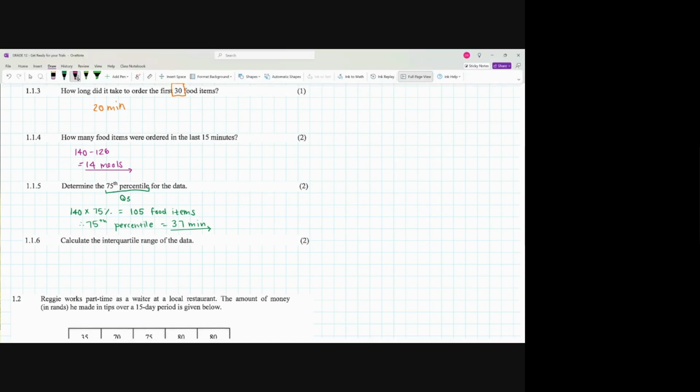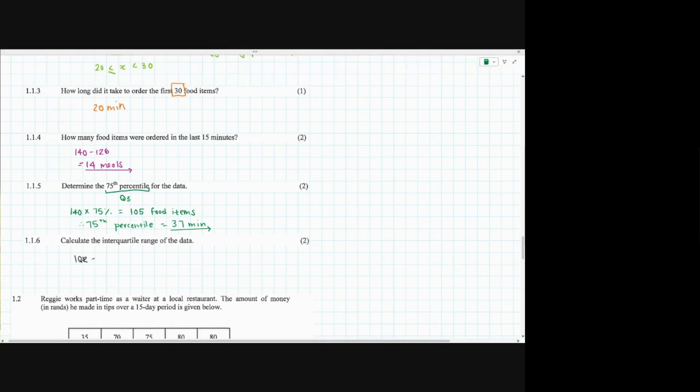So interquartile range, remember, is us taking Q3, which we've just found, and subtracting Q1. So we would still need to go and find Q1, but Q1 is 25% of my data. So we would now go work out what 25% of 140 is. That is 35 food items.